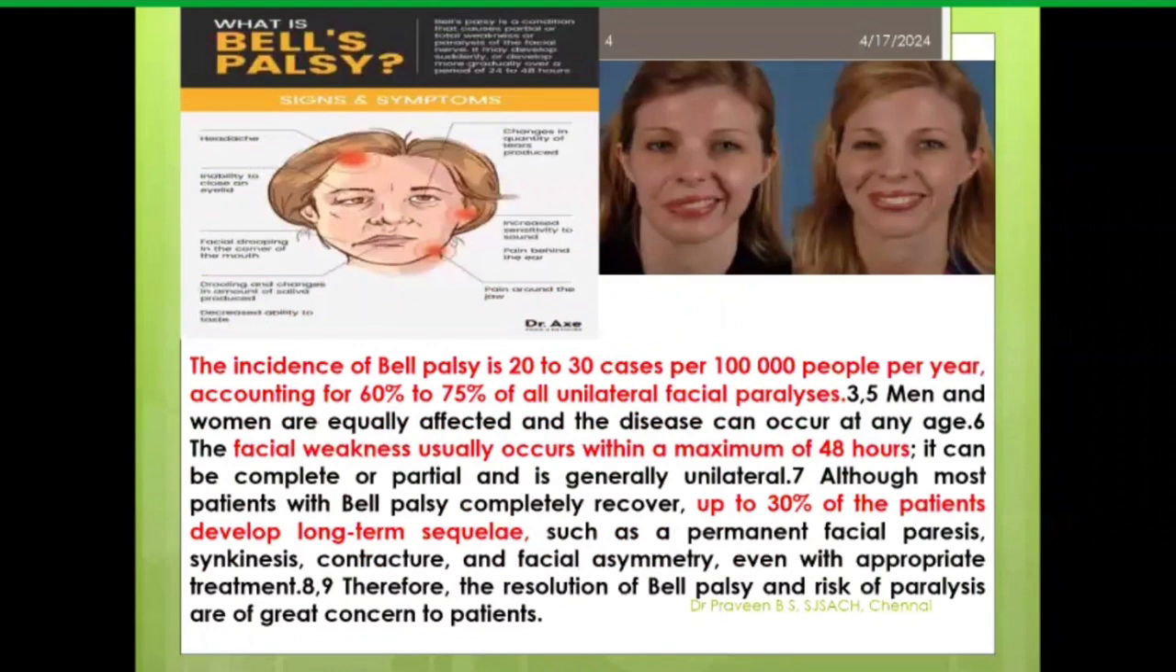Now, when we correlate ardita vata to Bell's palsy, what are the signs and symptoms of Bell's palsy? Everyone is very much clear about this. Bell's palsy is generally considered a lower motor neuron lesion, and the incidence is around 20 to 30 cases per 1 lakh people per year. It accounts for 60% to 75% of all unilateral facial paralysis. Up to 30% of patients develop long-term sequelae, a very important issue that needs to be addressed as early as possible. This shows the urgency of treatment in case of ardita.